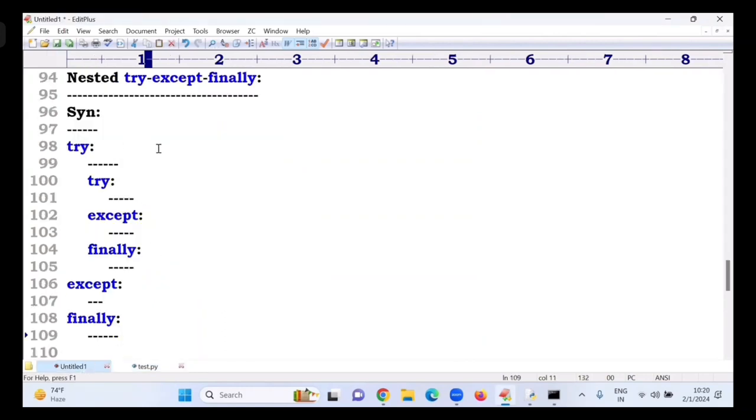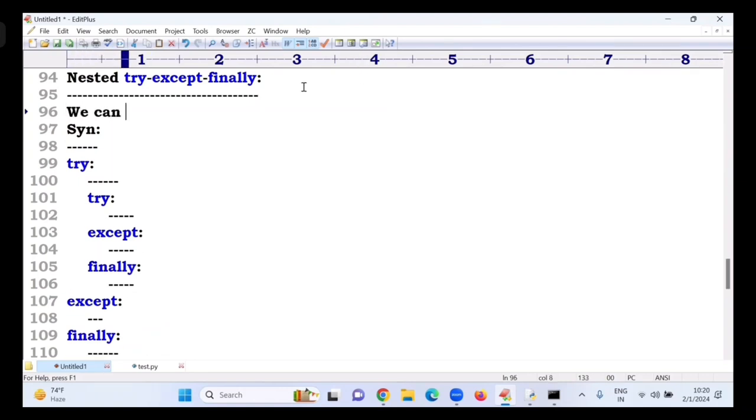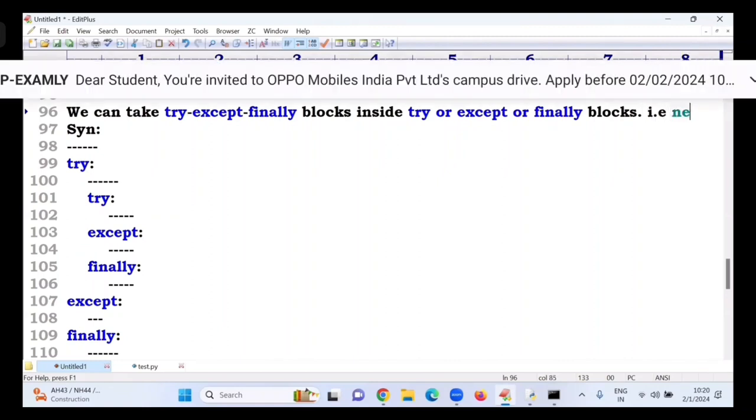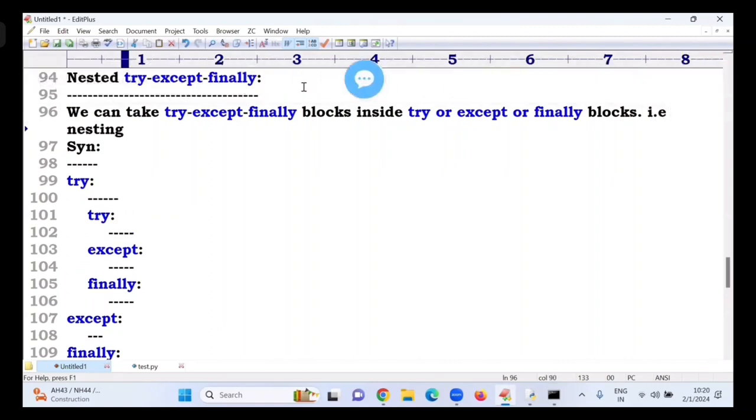So nested try, except, finally blocks. We can take inside try or except or finally blocks. That is nesting of blocks.